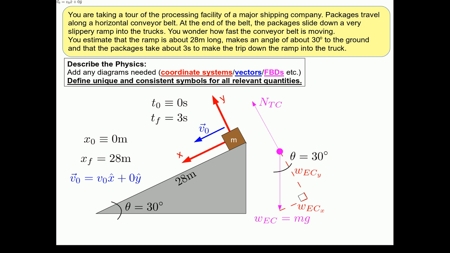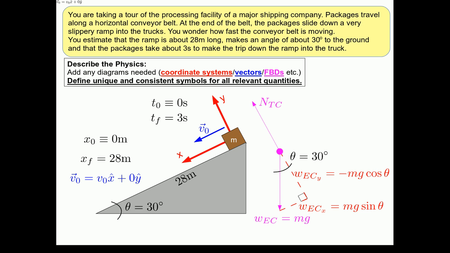We've discussed how this angle here must also be 30 degrees. With that information, we can determine that the y component of the weight is negative mg cosine theta. The negative sign is because the weight points into the ramp, which is in the negative y direction. Similarly, we can determine that the x component is mg sine theta.